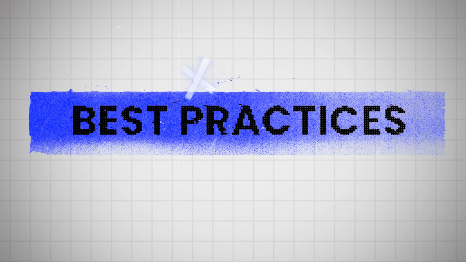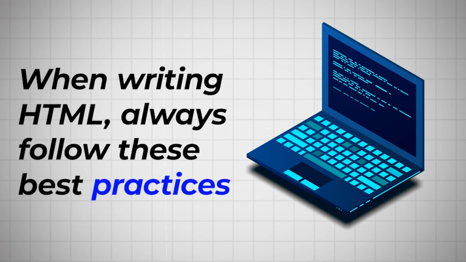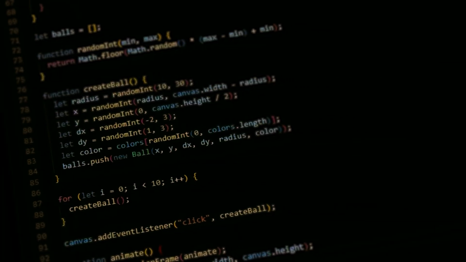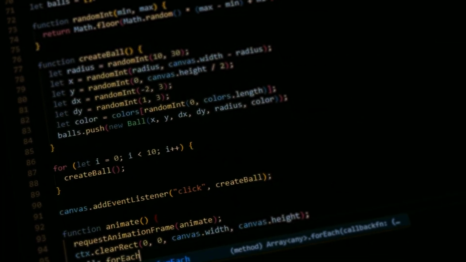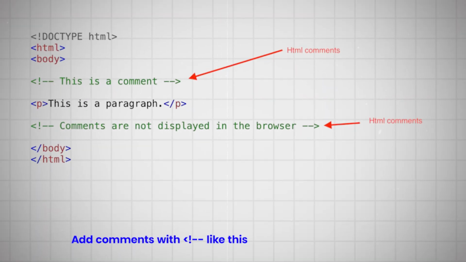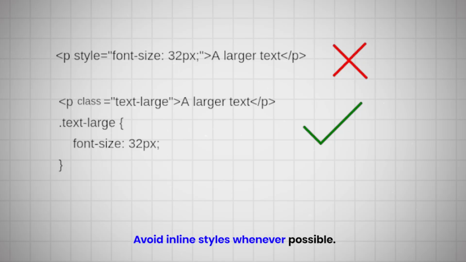Best practices. When writing HTML, always follow these best practices. Use semantic HTML, like the nav tag, for accessibility. Keep your code indented and formatted neatly. Close your tags properly to avoid rendering issues. Add comments to document your code. Avoid inline styles whenever possible.